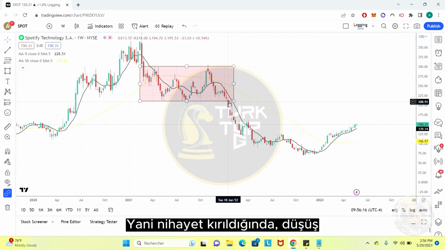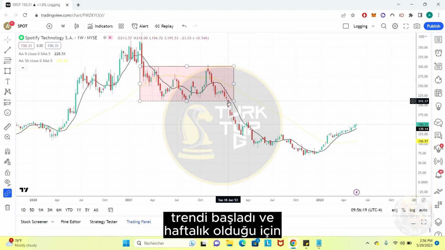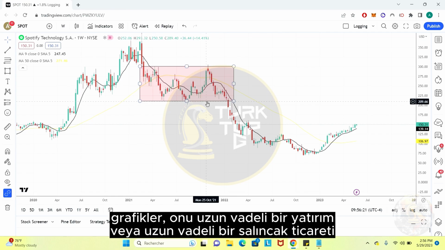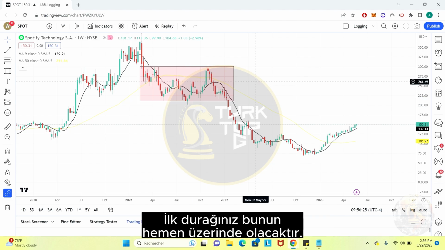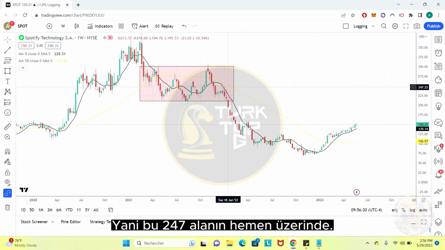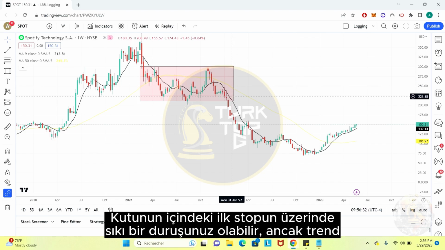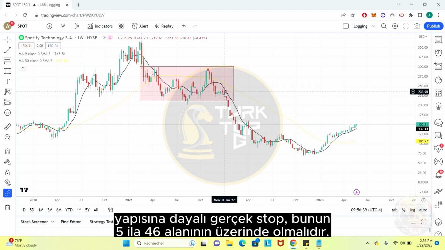So once it finally breaks down, the downtrend has started. And since it's on the weekly charts, you can use it as a long-term investment or a long-term swing trade, however you want to call it. Your initial stop would be right above this 247 area. You can have a tighter stop above the first zone inside the box, but the actual stop based on the trend structure has to be above this 246 area.